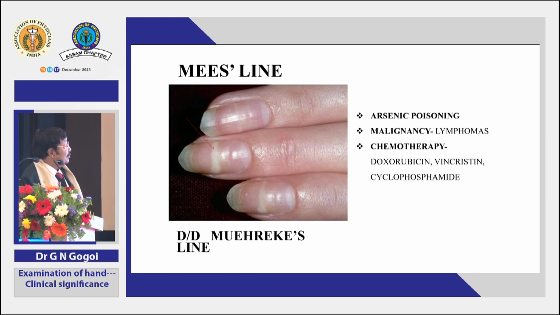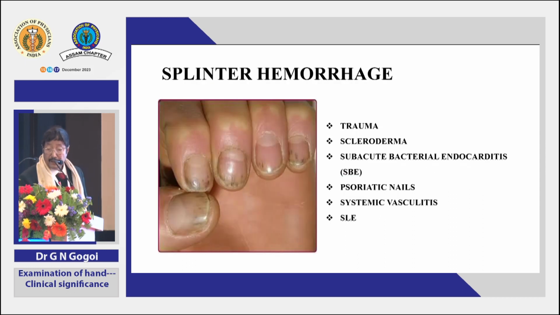The differential diagnosis of Mees line is the Muehrcke line, where it is also a white line, but the change there is in the vascular bed, therefore it blanches on pressure and it will not grow along with the growth of the nail, like that of Mees line. So there can be a black splinter hemorrhage in the distal end of the nail. Mostly it is because of trauma, or the most important medical disease is subacute bacterial endocarditis.